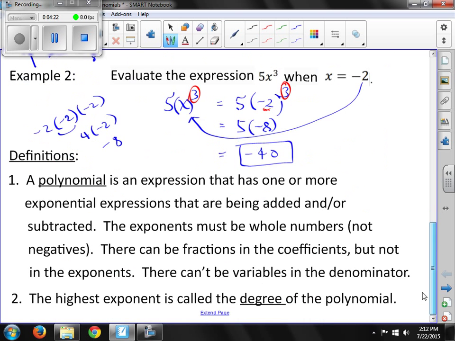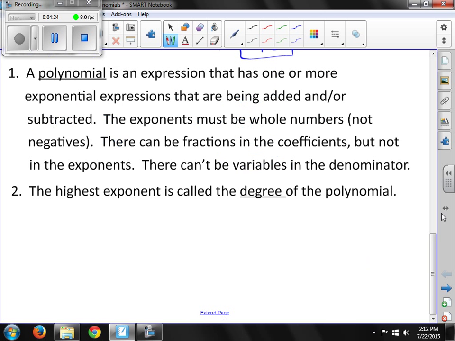Okay, let's get another definition. Definition of a polynomial. A polynomial is an expression that has one or more exponential expressions that are being added or subtracted. The exponents must be whole numbers, which means there can't be any negatives. There can be fractions in the coefficients, but not in the exponents. And there can't be any variables in the denominator.